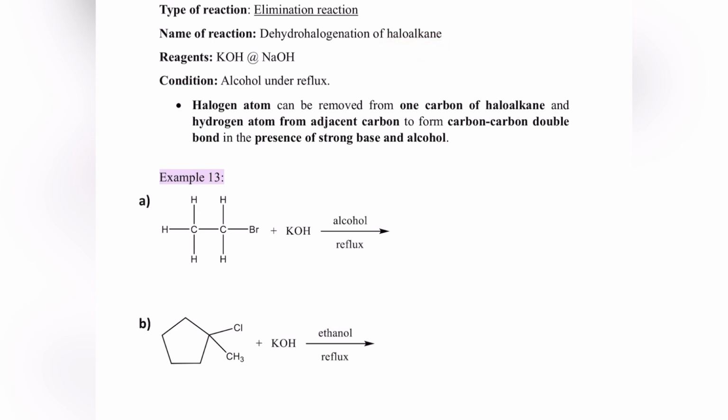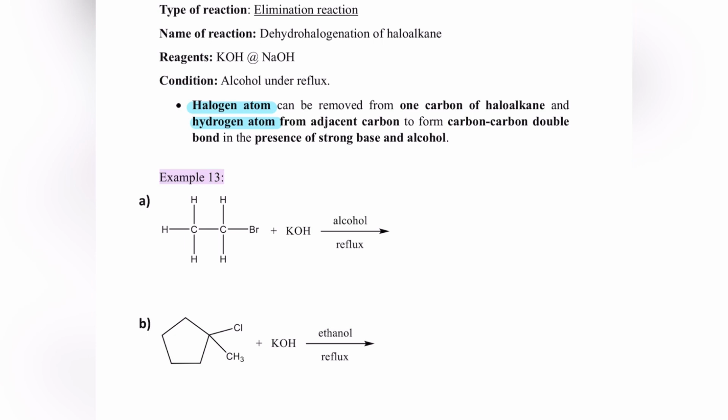So the reagent that you have to use is either potassium hydroxide or sodium hydroxide, and the condition is alcohol under reflux. When this reaction happens, your halogen atom is removed from one carbon of the haloalkane and the other one is a hydrogen atom. You are going to remove hydrogen and halogen atom, but they must be adjacent to one another. After you remove them, you will form a double bond between the carbons adjacent to one another.